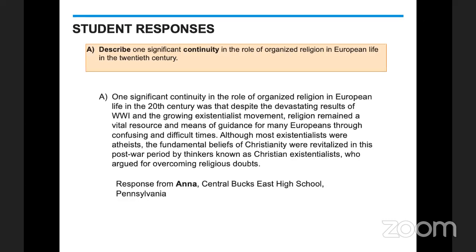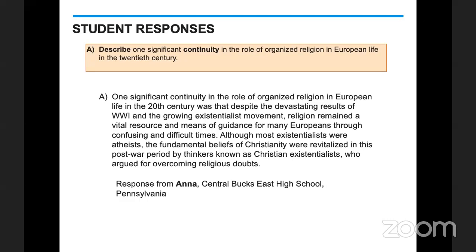So one significant continuity in the role of organized religion in European life in the 20th century was that despite the devastating results of World War I and the growing existentialist movement, religion remained a vital resource and a means of guidance for many Europeans through confusing and difficult times. Although most existentialists were atheists, the fundamental beliefs of Christianity were revitalized in this post-war period by thinkers known as Christian existentialists, who argued for overcoming religious doubts.